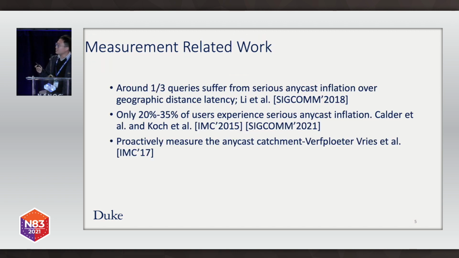Several previous works have also confirmed this scenario. Three years ago at SIGCOMM, Li et al. claimed that around one third of DNS queries actually suffer from serious Anycast inflation. That's the thing we just discussed: clients cannot always select the most efficient Anycast sites.